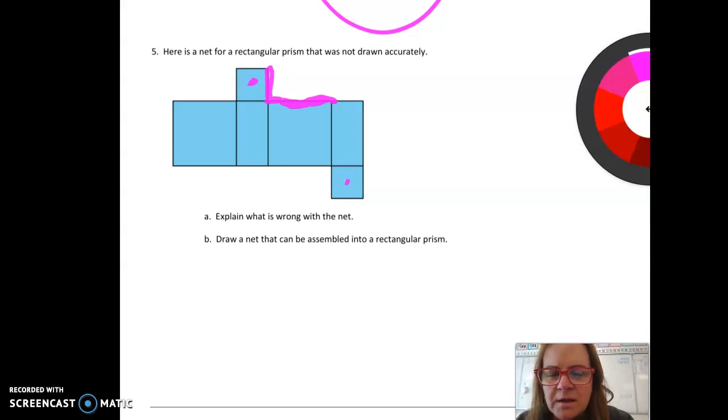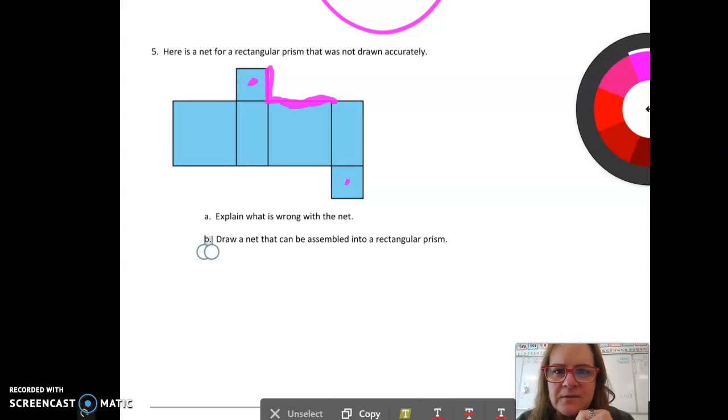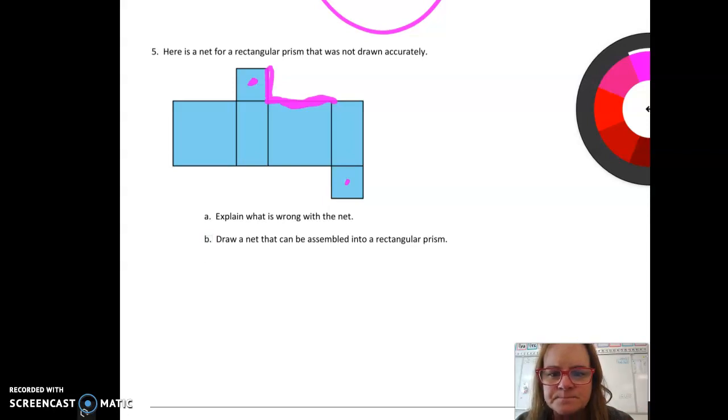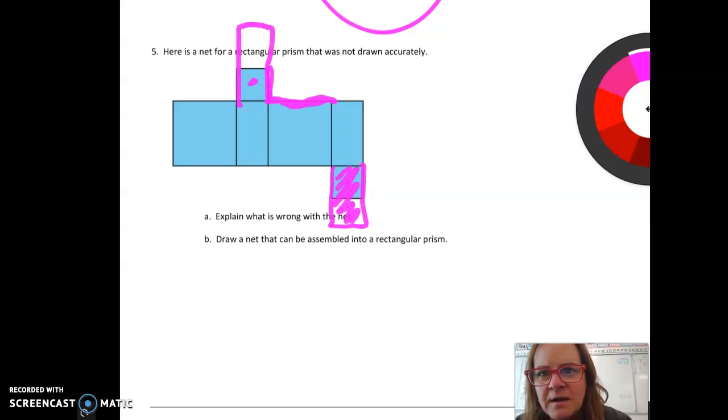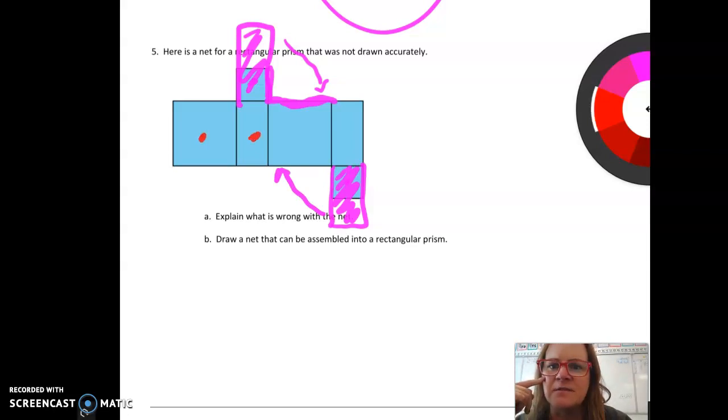It's too short. And so in order to fix this, instead of drawing a new one, I'm just going to make sure that these faces are long enough that they match to that edge when they're folded up. And now let me just double check that I actually have 6 faces. 1, 2, 3, 4, 5, and 6. And so that should work.